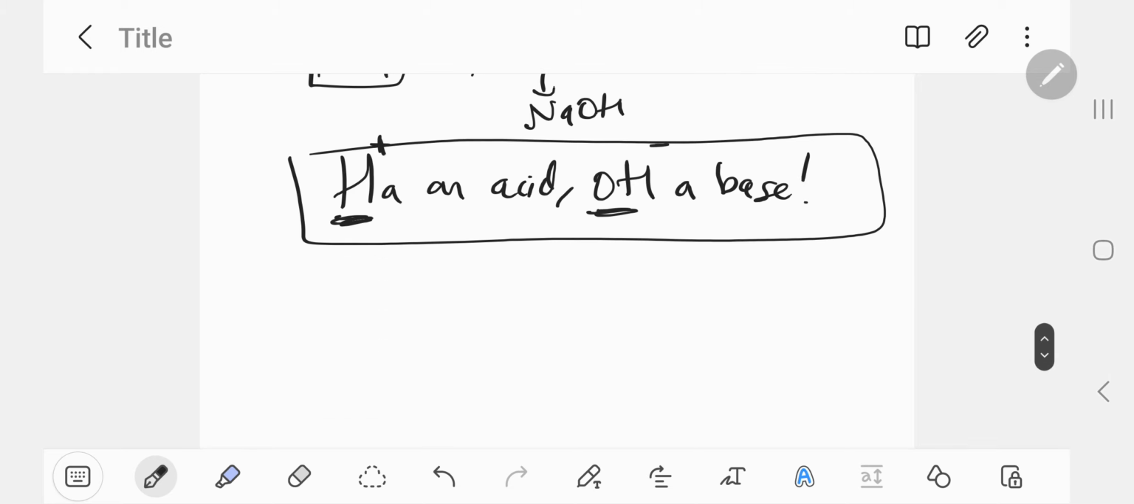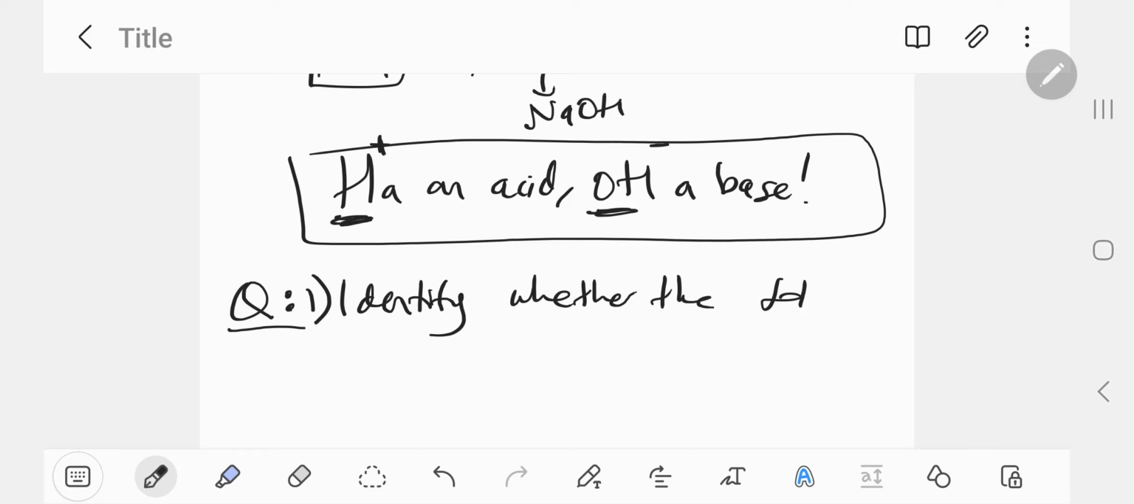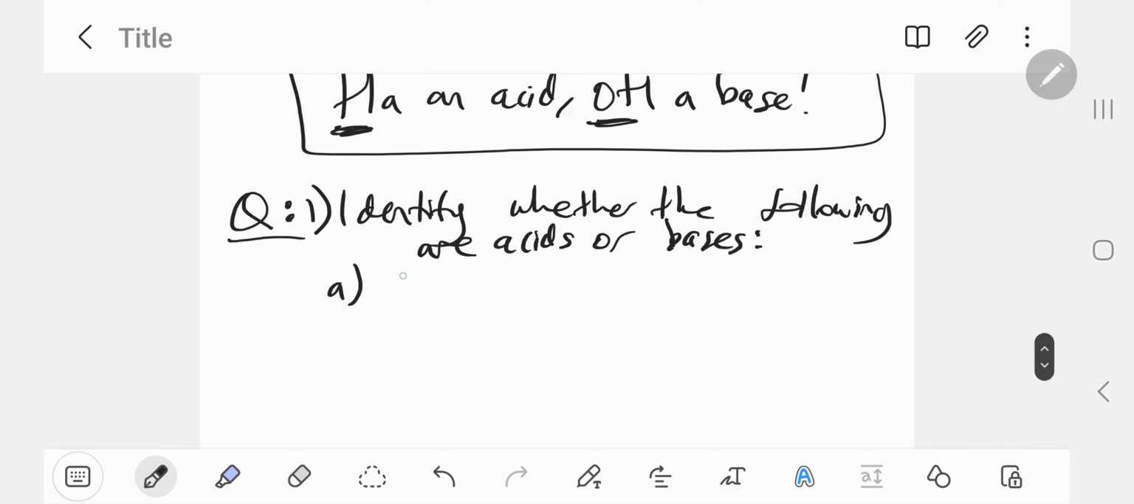Some practice questions for you to do. Question 1, identify whether the following are acids or bases. Very simple examples. A, H2SO4, so this is sulfuric acid. I've just told you the answer, but you've got to tell me why. So look at the ions, what it's made of. B, carbonic. I'm not going to tell you what it is. I won't give it away in this case.